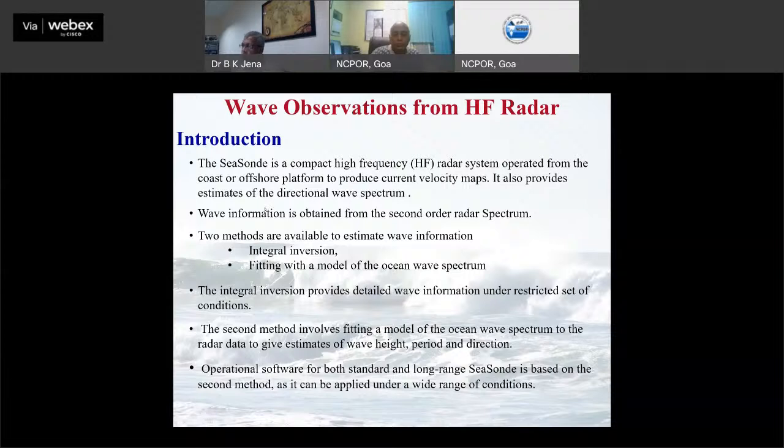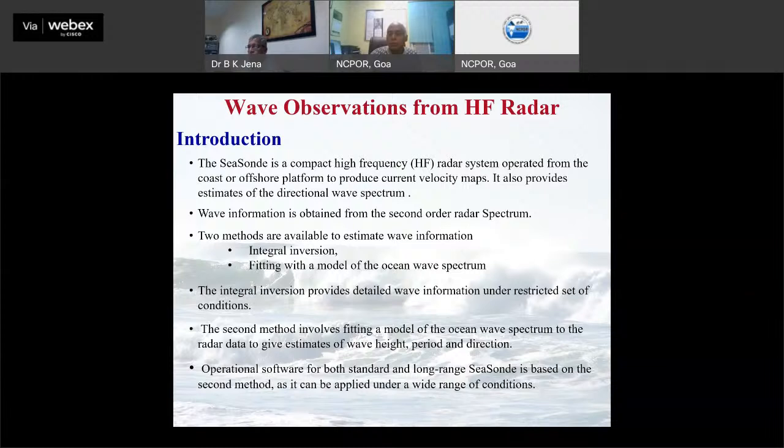Then, I have told you how we can measure current speed and direction from an HF radar. Coming to wave observation using HF radar, this is very important nowadays, because you may know that during cyclone times this is very helpful. I will show you many cyclones that were measured using HF radar.